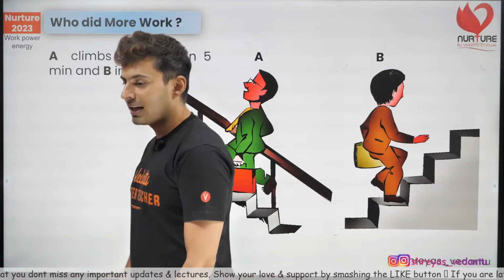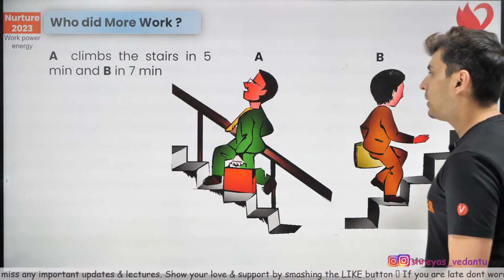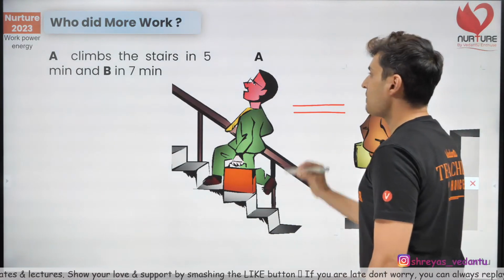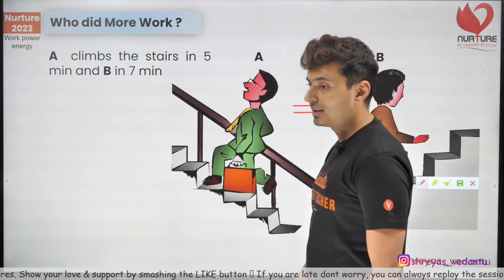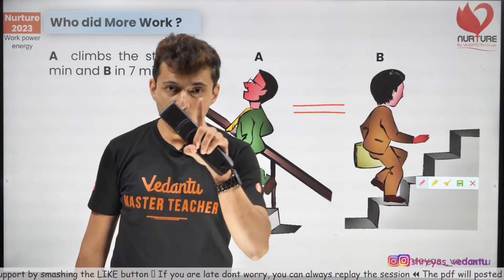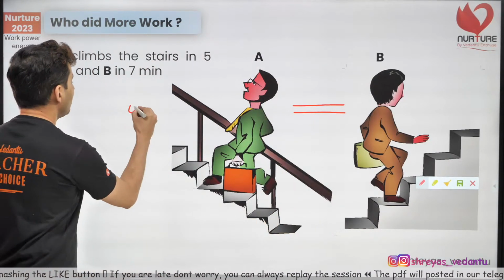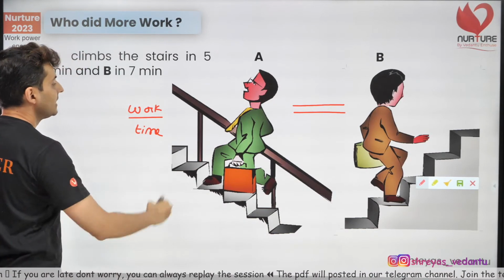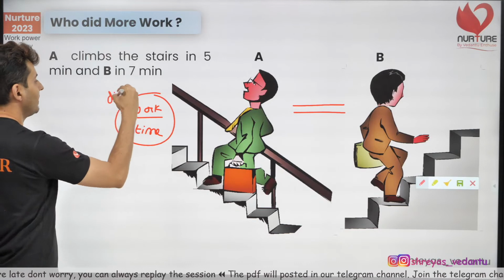Okay. The answer is same. A lot of you got it wrong. Both of them did the same work. The time is different, but the amount of work will be the same. What is different is the work done per unit time. This quantity will be different.